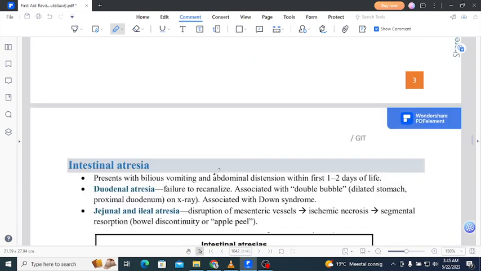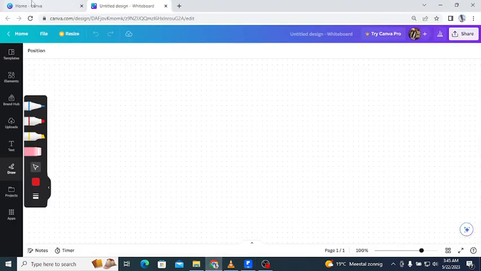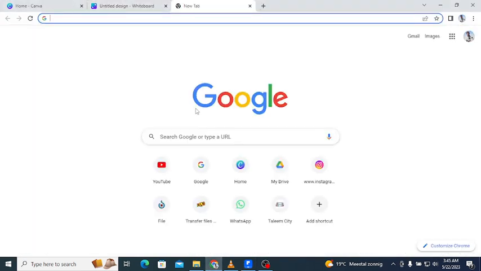I guess there is a picture of that. There is no picture, so let's see a picture over here. Umbilical hernia.